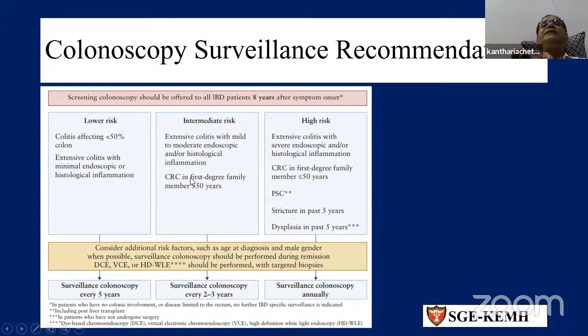Patients with intermediate risk, that is extensive colitis with mild to moderate endoscopic and/or histological inflammation, and patients with a first-degree family member having malignancy at more than 50 years of age, should be surveilled every 2 to 3 years. Whereas patients with primary sclerosing cholangitis, extensive colitis with severe endoscopic and histological inflammation, colorectal malignancy in a first-degree relative at less than 50 years, strictures in the last 5 years, and dysplasia in the last 5 years should be surveilled annually.